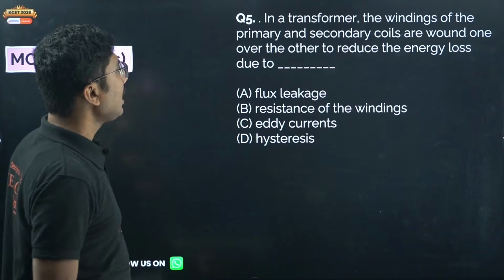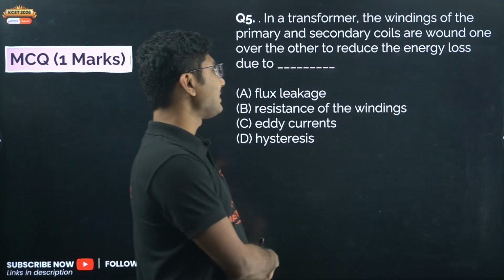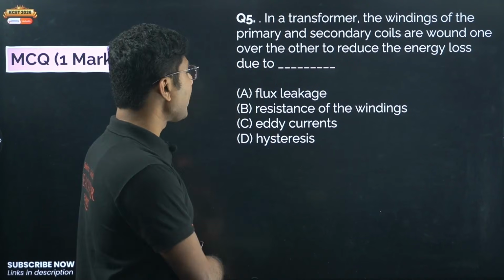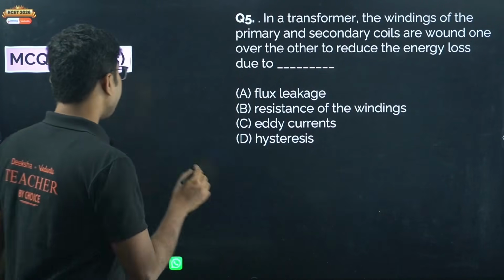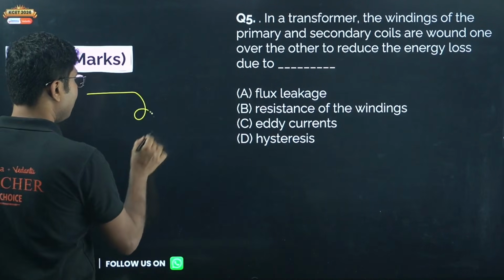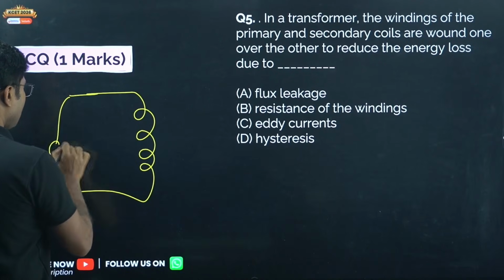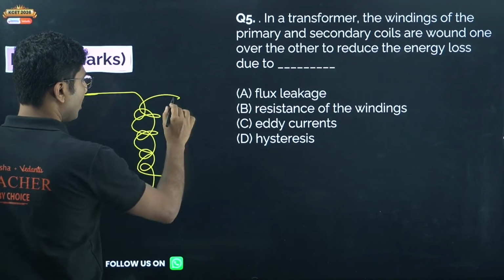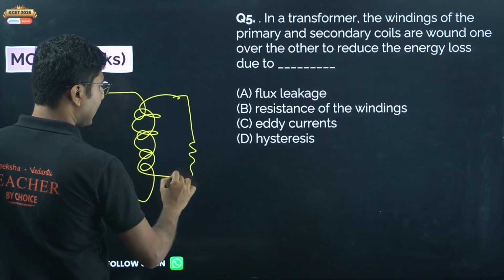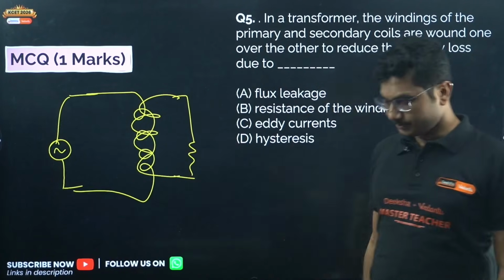Now let's move on. In a transformer, the windings of the primary and the secondary coils are wound one over another to reduce the energy loss due to... So in a transformer we have a primary coil which is connected to the source and a secondary coil which is connected to a load. For example, the light that you are using or the mobile phone that you are charging, that is basically your load.